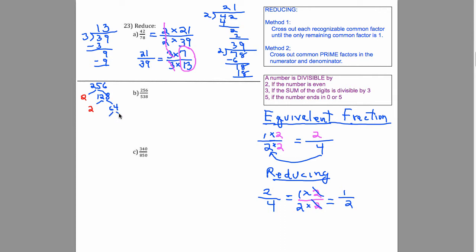Well, this should be easier. What times what is 64? We know it's not prime. We know 2 works, but most people know that 8 would work. 8 times 8 is 64. What times what is 8? Well, we know 2 will work again. So 2 times 4 will work. We'll repeat that over here. 2 times 4.